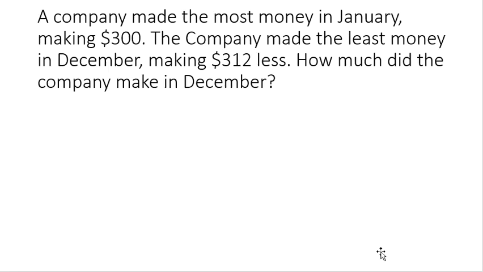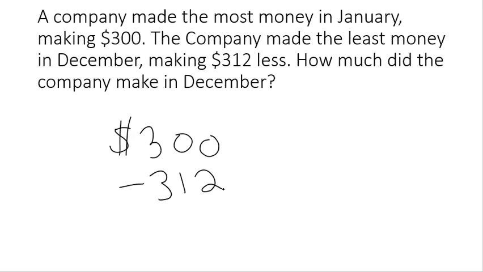Finally, a company made the most money in January, making $300. So we are starting at $300. The company made the least money in December, making $312 less. How much did the company make in December? So if you start off with $300, and you need to find what $312 less is, we're subtracting by 312. So 300 minus 312 will give us a negative $12.